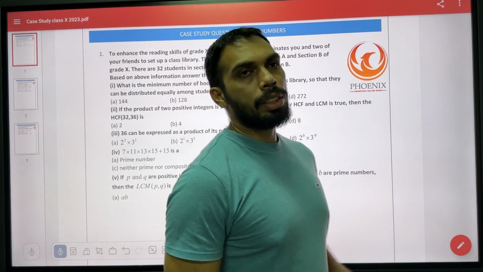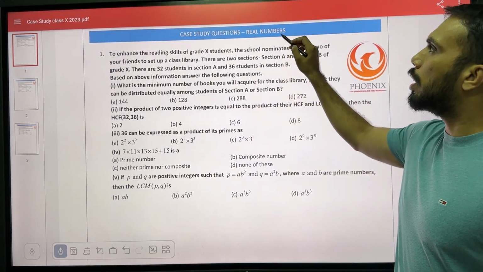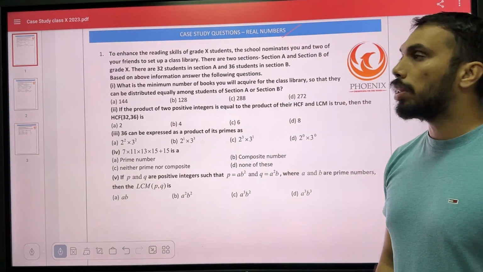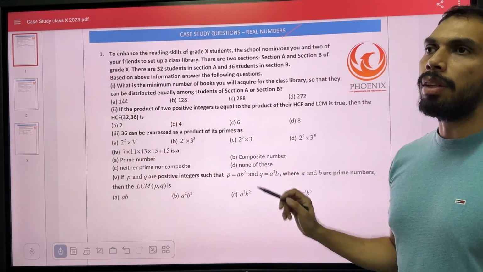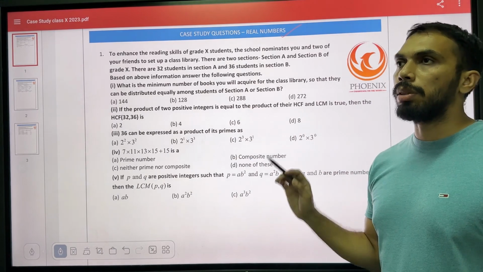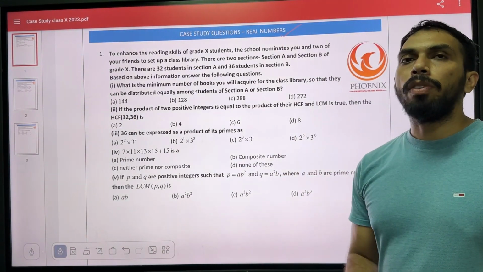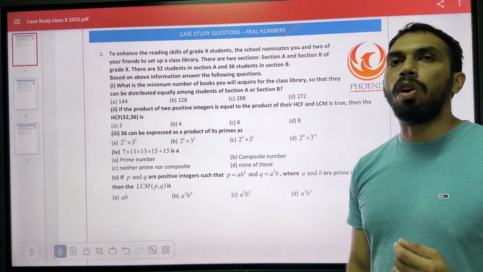So guys, in today's lecture we are going to discuss some case study questions. Today's topic is the set of real numbers. The question is displayed on the screen. First try yourself to solve the question and then look for the solution. Just match the answers at the end of the discussion part. But first of all, give like 5 or 10 minutes to solve the question on your own.